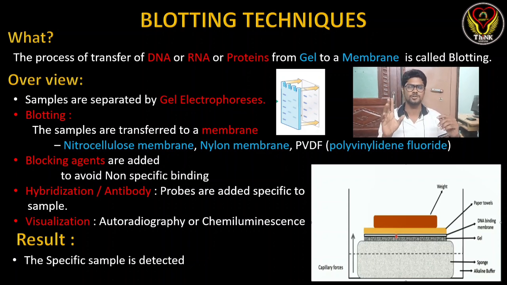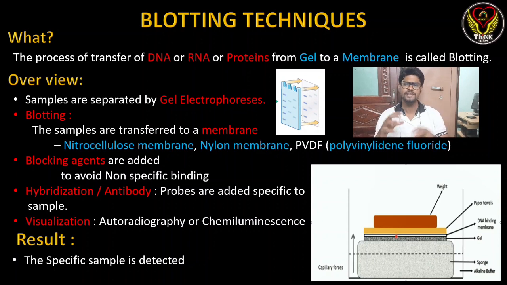First is gel electrophoresis. We will be separating our sample, DNA or protein, in a gel. Second is the blotting. The sample is transferred from the gel to a membrane. It's a nitrocellulose membrane or nylon membrane or PVDF, polyvinylidene fluoride.